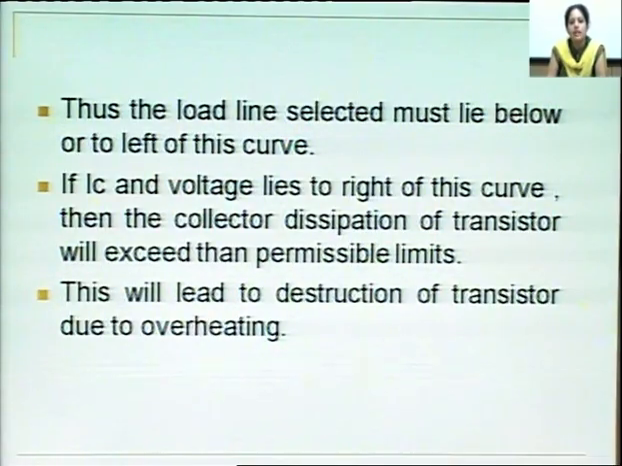If IC and voltage lie to the right of this curve, then the collector dissipation of the transistor will exceed the prescribed limits, that is the limit provided to the circuit. This will lead to the destruction of the transistors due to overheating, and your Q point or operating point can also be varied.